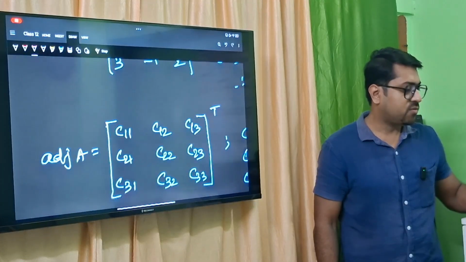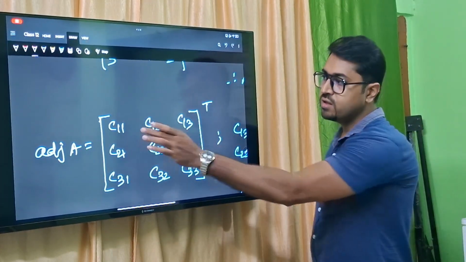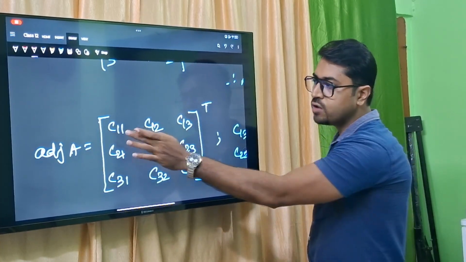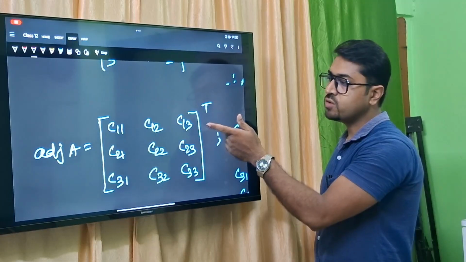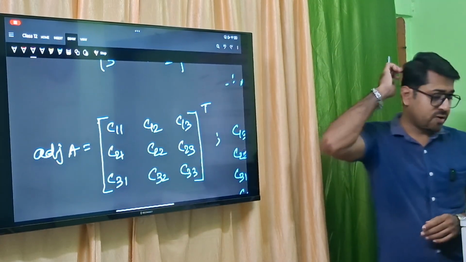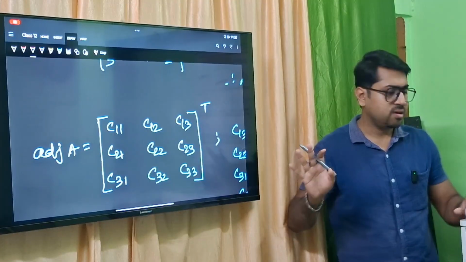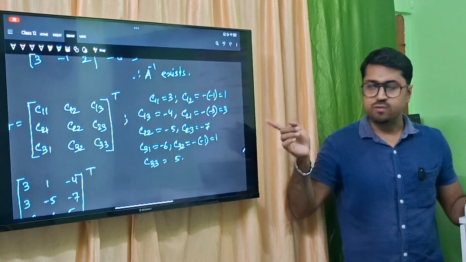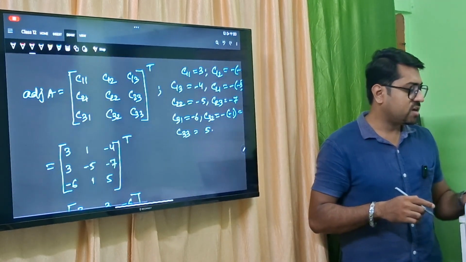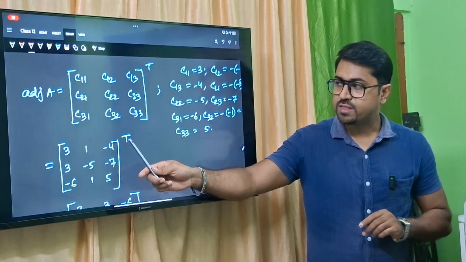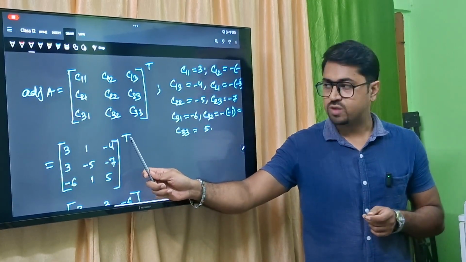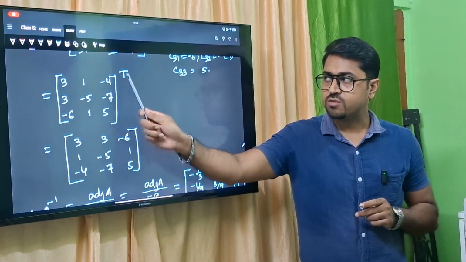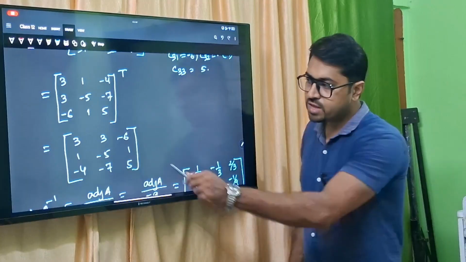So the formula for the adjoint of A: you know, it is made of the cofactor of each and every element, and the transpose of the matrix of cofactors is called the adjoint of the matrix. So how to find the cofactors C11, C12, C13? You can find all of these, and they are also over here. The values are given, you will calculate. I will put the values here: 3, 1, -4. After putting the cofactors, you have to take the transpose. After taking the transpose, the matrix is called the adjoint. So this is the adjoint of A.